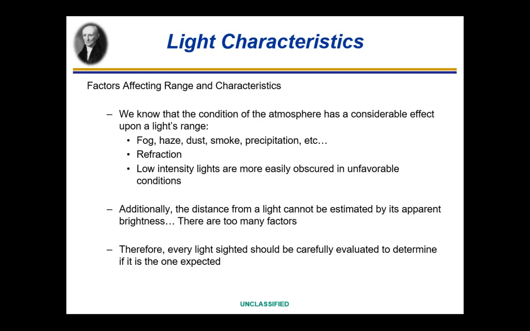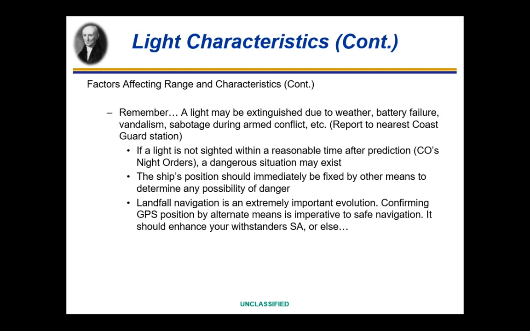And now, because of these factors, every light should be carefully evaluated to confirm that it is expected where it is at. Remember, sometimes a light may be extinguished. This can be due to a number of factors such as weather, battery failure, or even vandalism. Be proactive in searching for lights that should be along your track. If they are not where they are charted, report it in accordance with Appendix Echo of the NavDorm.